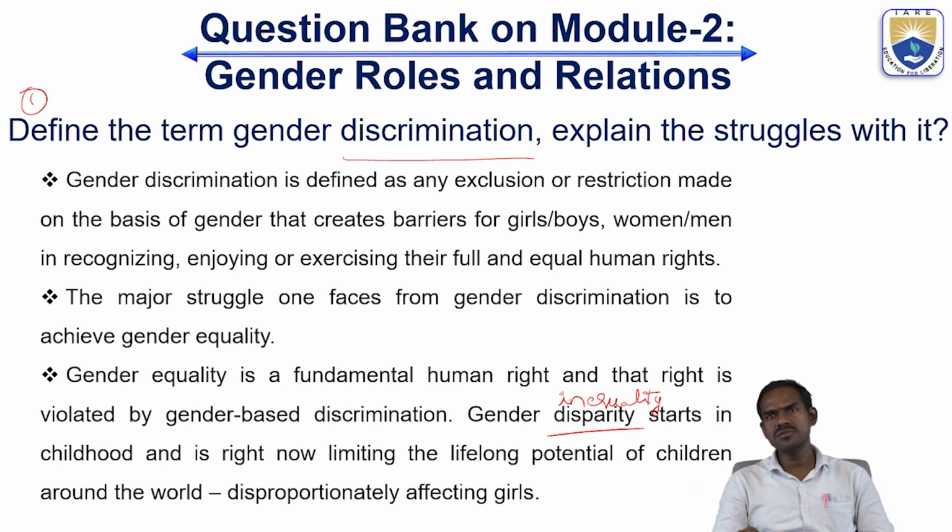Why should gender equality be achieved? Because it is a fundamental human right. That right is violated by gender-based discrimination. Gender inequality or gender disparity starts in childhood itself and is right now limiting the lifelong potential of children around the world, around the globe. And it is also disproportionately affecting the girls.